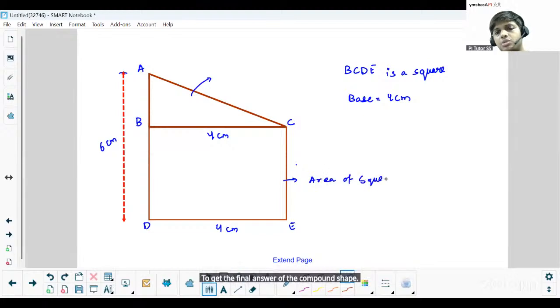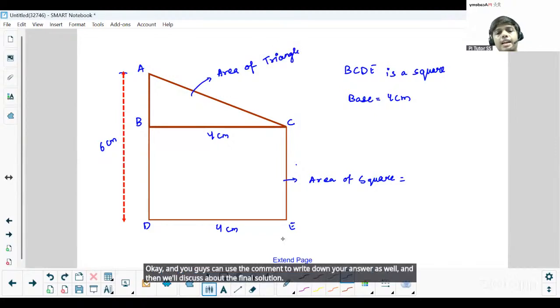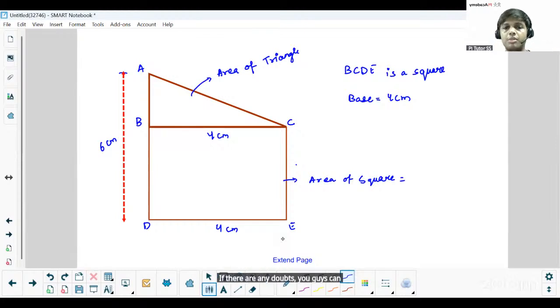I want you to attempt this question in order to get the final answer. You can use the comments to write down your answer, and then we'll discuss the final solution. If there are any doubts, you can raise your hands to ask me about your doubt as well.